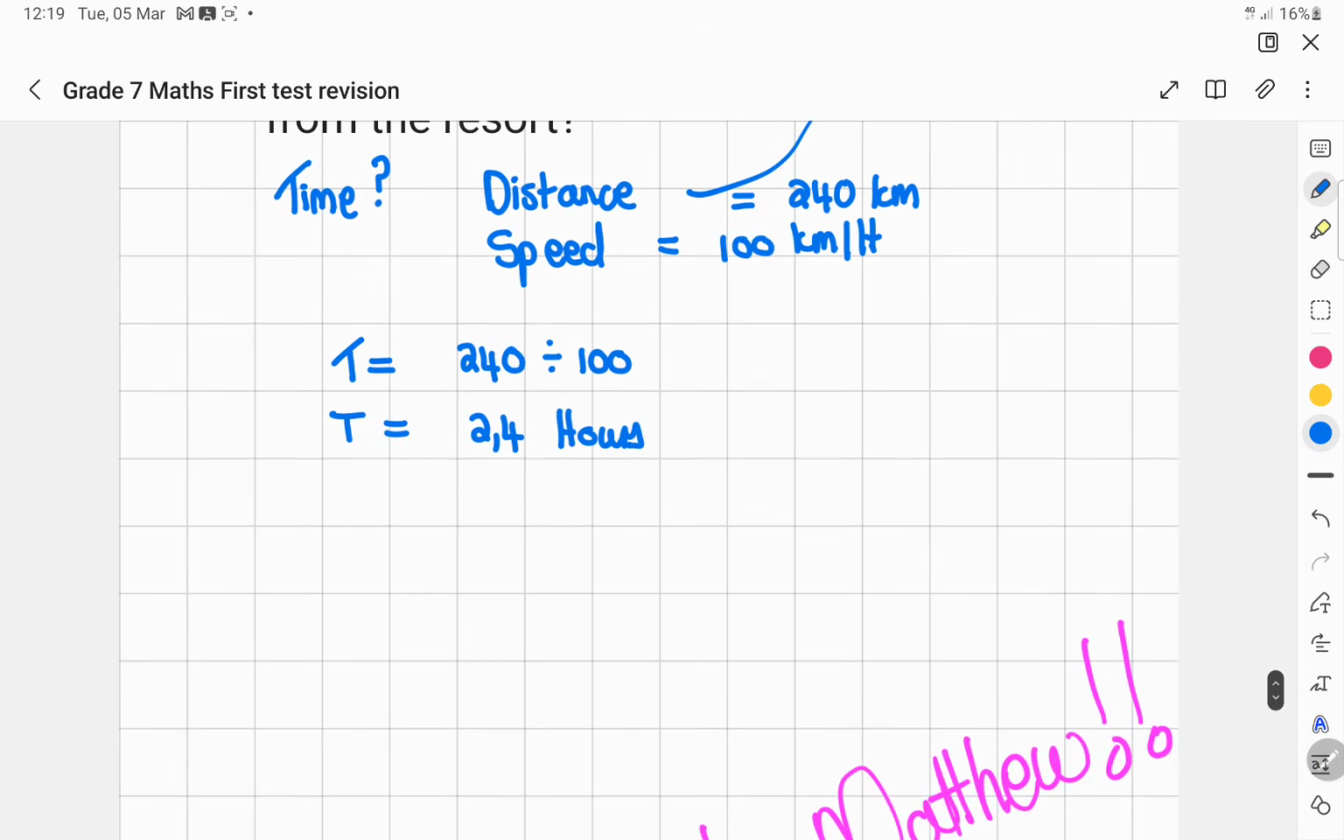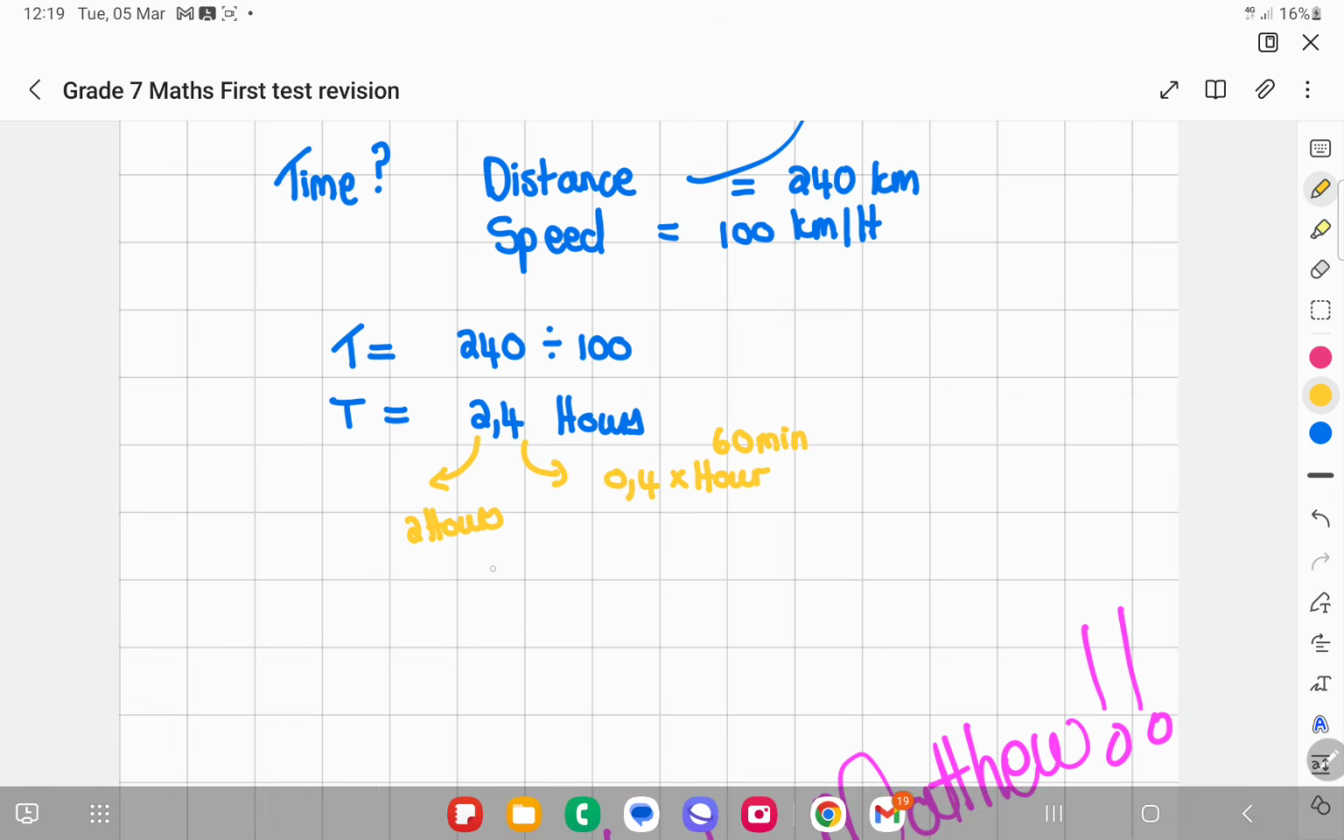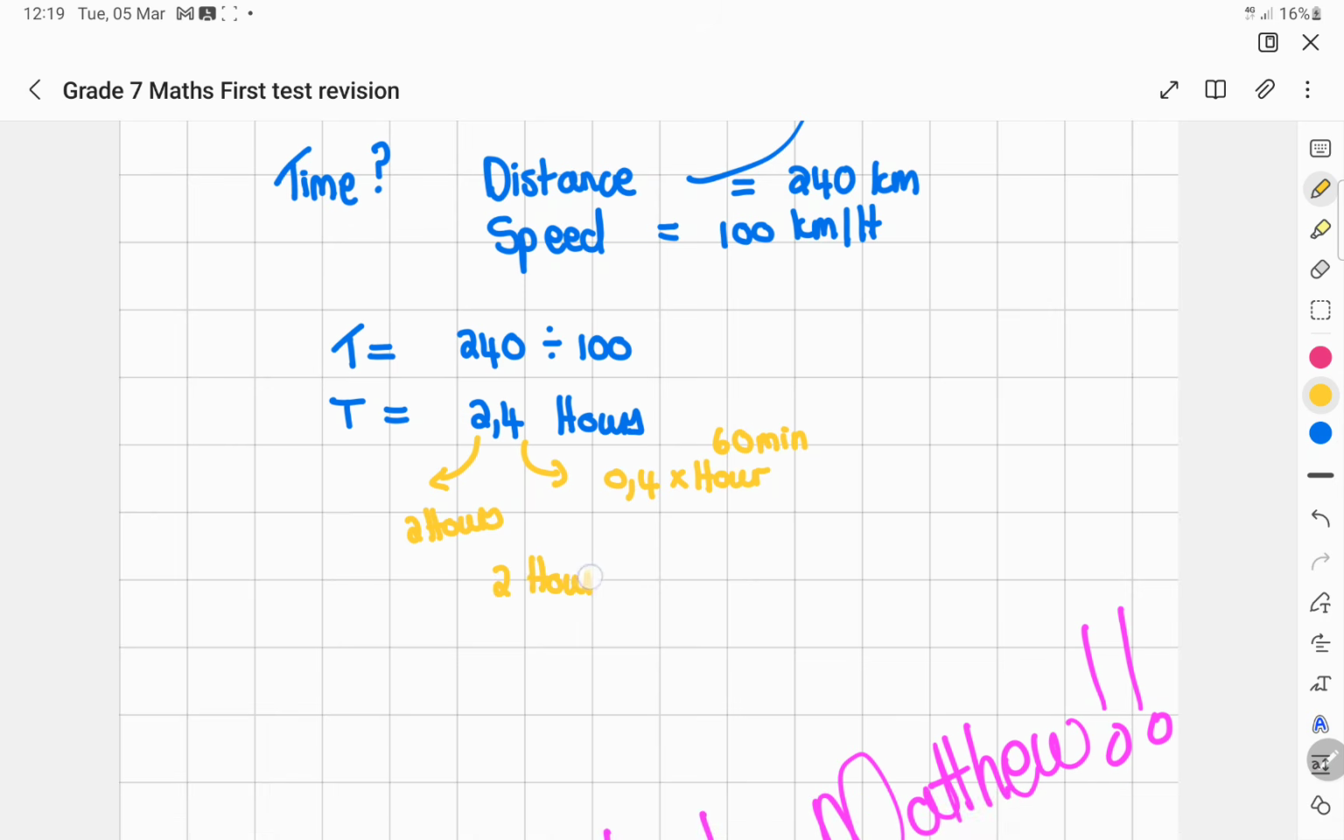Now people, this is a little bit of an extension, but it's not 2 hours and 40 minutes. It's not 2 hours and 4 minutes. Please, these are all in hours. So what this means, it's 2 hours, and if I deduct 2 there, it's 0,4 of another hour. And an hour is 60 minutes. So 0,4 times 60, if you want, you could have punched it in your calculator, will give you 2 hours and 24 minutes. So it's just a bit of an extension, just something the kids love to do.